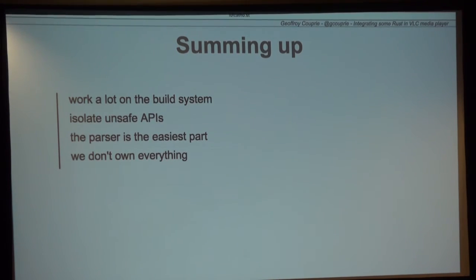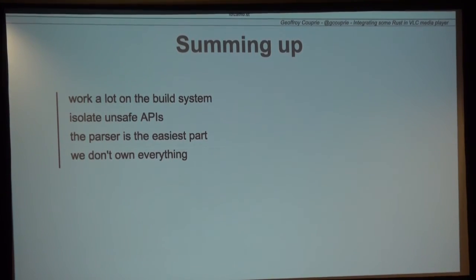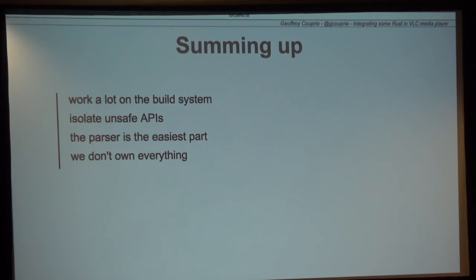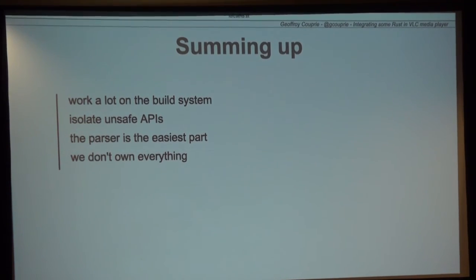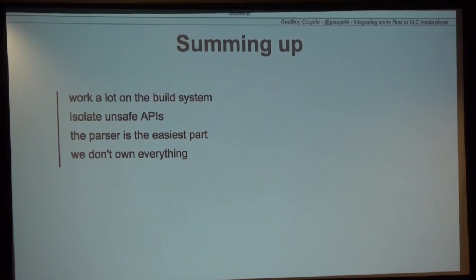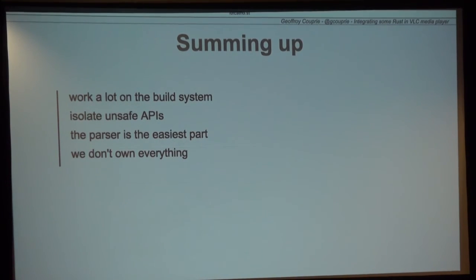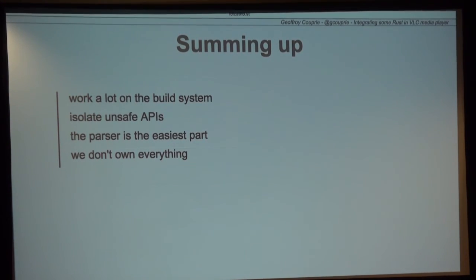The unsafe APIs, you can work around them and then get really nice code to use when you do FFI. The parser is the easiest part, and it does not really need to be fast because video decoding is so much slower than parsing that you really don't care about that. And remember that you have to be a nice citizen. You're not on your land. You're using someone else's data, so you have to be nice with the way the C handles it.